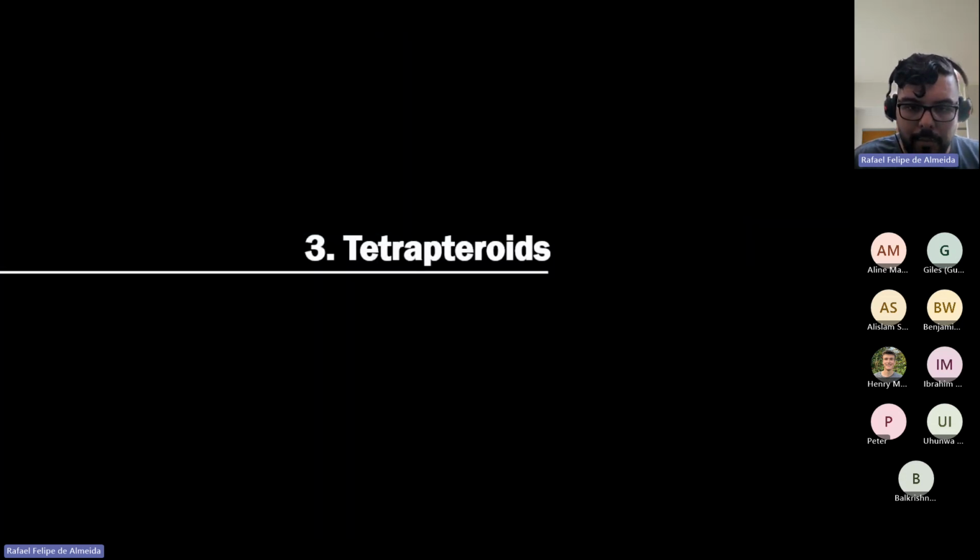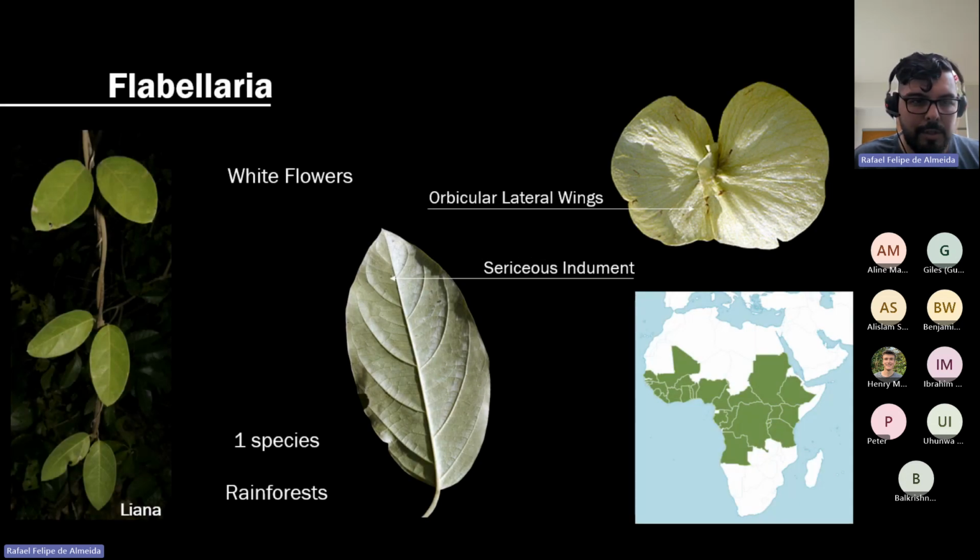The third lineage is the tetrapteroids. We have 3 or 4 genera, if I'm not mistaken. The first one is Flabellaria. It's a liana, okay, with a single species occurring mostly in rainforests in tropical Africa. I don't actually have any photos or drawings of their flowers, but I know from taxonomic literature that they are white. The abaxial side of their leaves has a sericeous indument. They are really whitish and really easy to spot in the field. And their fruits show lateral wings more developed than the dorsal one, and they are usually connate, fused into a single structure that is orbicular.